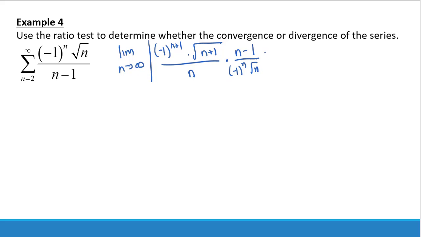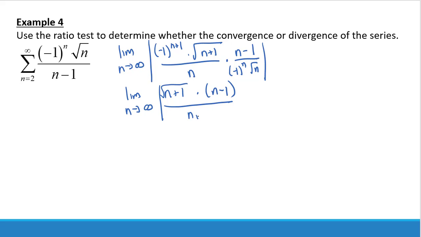As I go to infinity, and I do some simplifying, really the -1s don't even matter. I would end up with the square root of n plus 1 times the quantity n minus 1 all over n root n. Because if I look at that as n to the 1/2, and kind of ignore the n minus 1 and the plus 1, this would go to 1. Which means we are inconclusive. Our ratio test didn't work for this one.